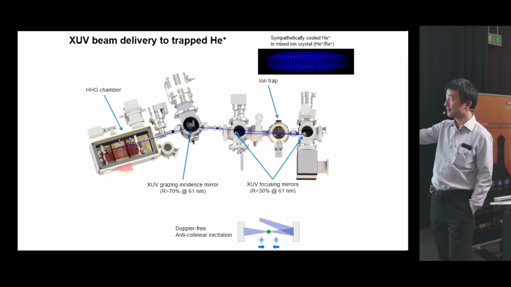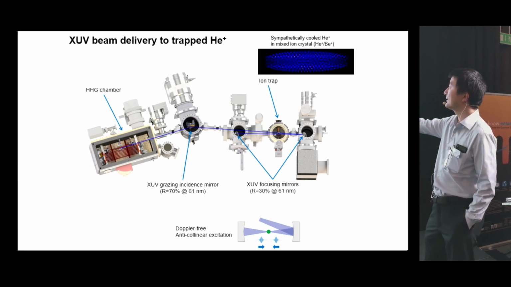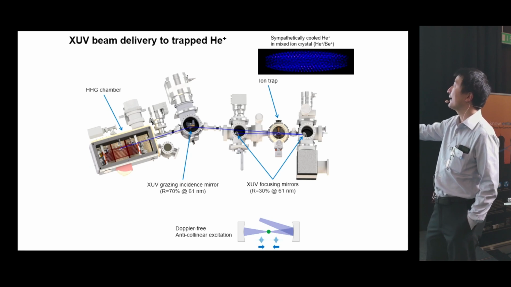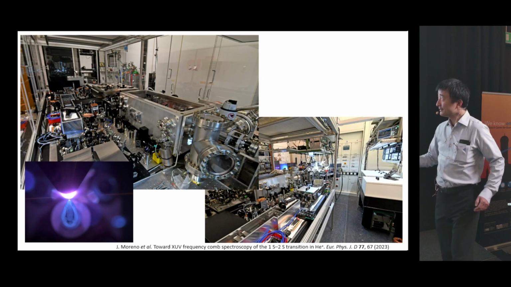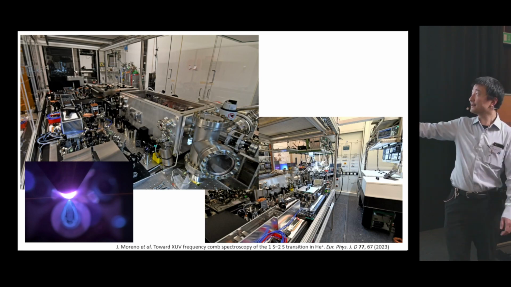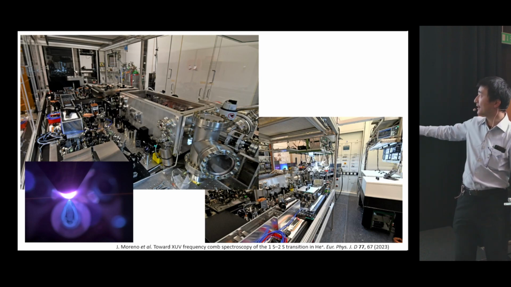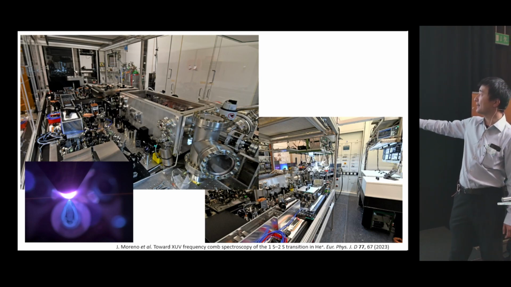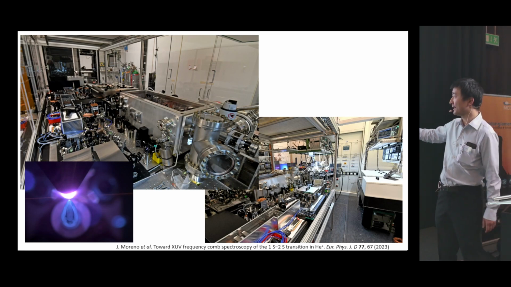This is the spectroscopy setup. This is the light source, the 61 nanometer light source. The frequency comb propagates along this beamline and is then focused onto the Helium-plus ions inside the ion trap. This is how it looks in the lab. This is the light source for the 61 nanometer frequency combs, and a bit downstream here is the vacuum chamber that contains the ion trap to store the Helium-plus ions.